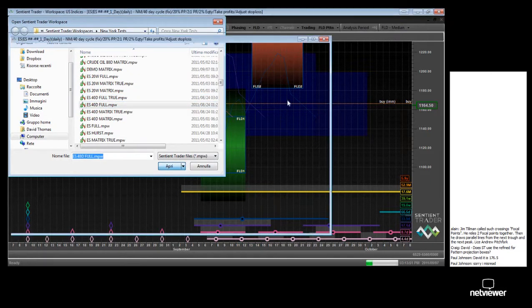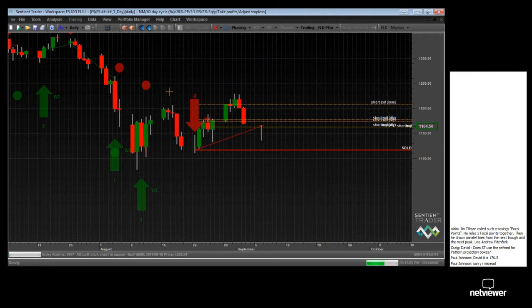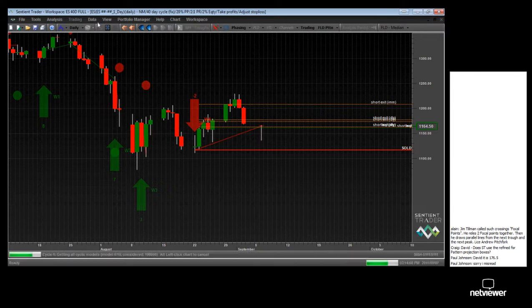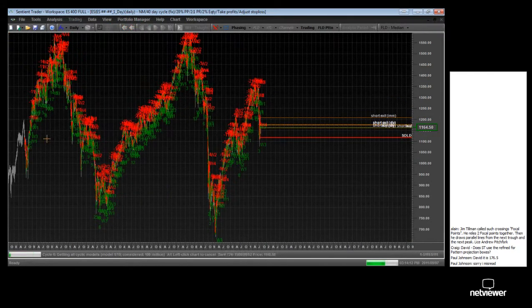Let me close this workspace. What happens after you've built a full trading history using the full Sentient Trading matrix is you will, where is this file? I can't remember what I called it. ES 40-day full. Okay, you get a trading history. You get a trading history a little bit like this.